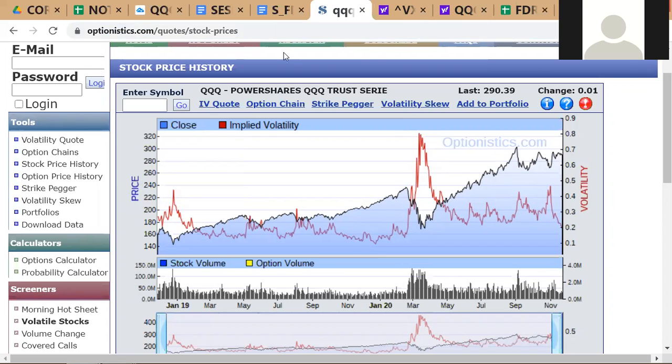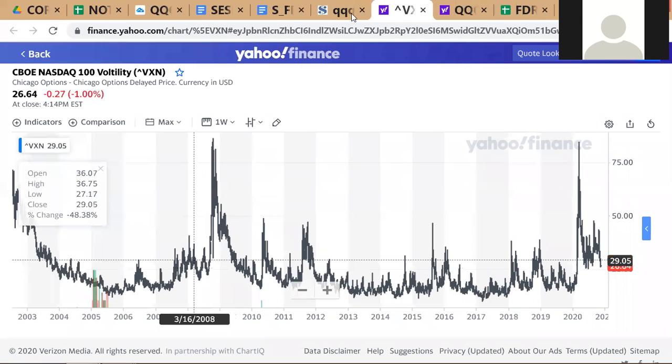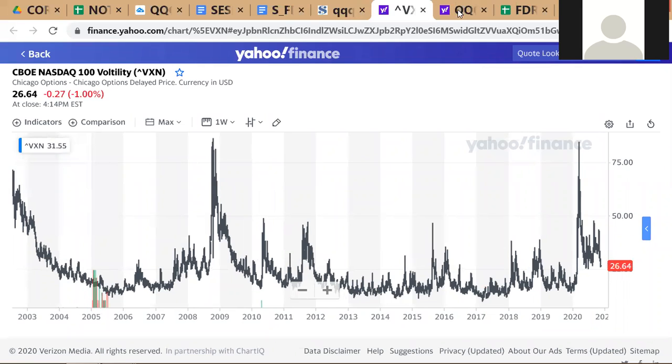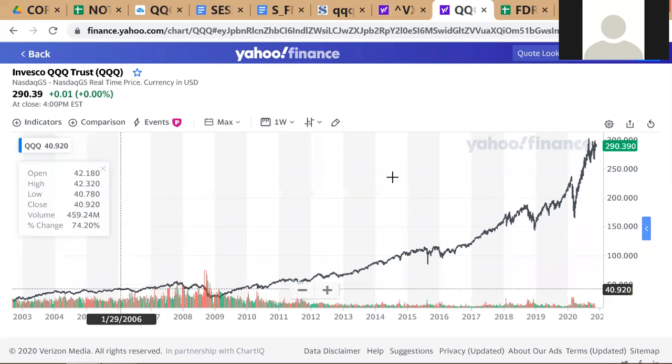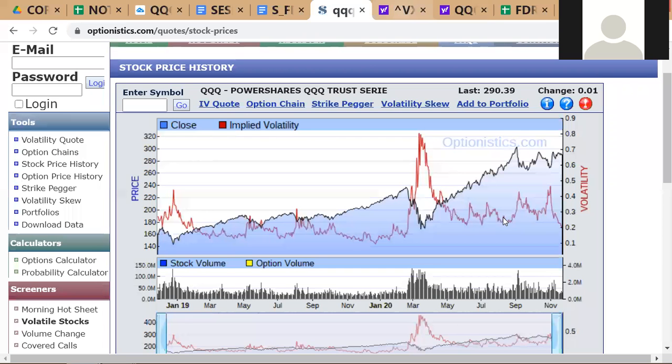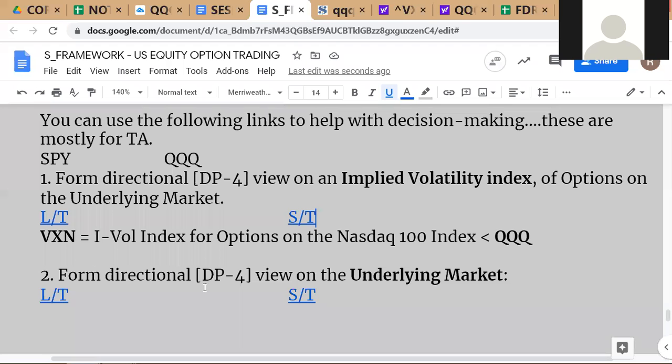This is a slightly shorter-term chart than what you get here, okay? So yeah, this will also give you the VXN plot. It's the same plot as the VXN plot. You will see that it will look similar because they're tracking the same thing. So this is just long-term and short-term charting links.